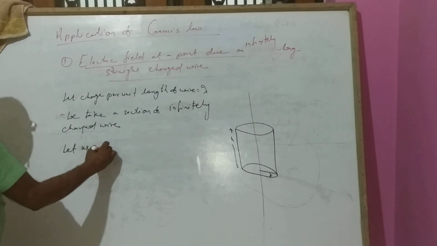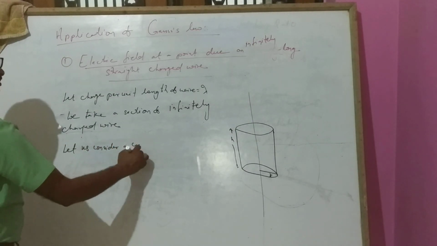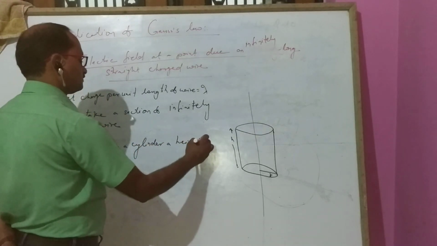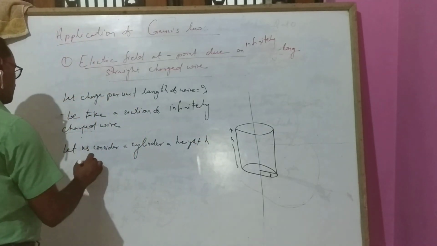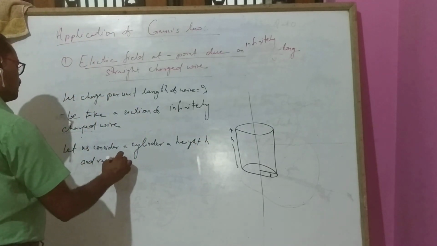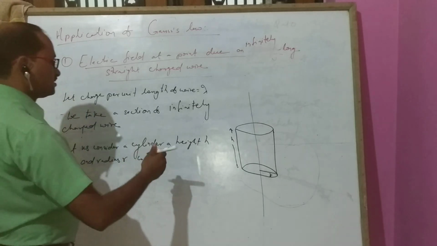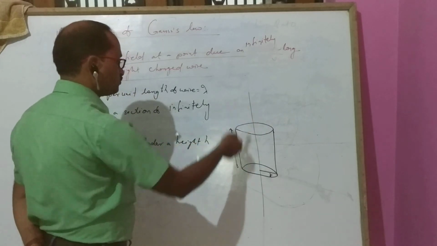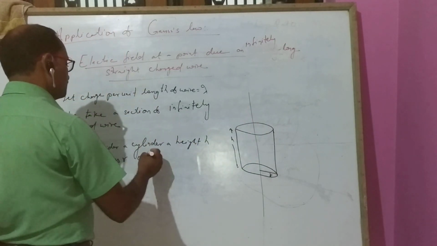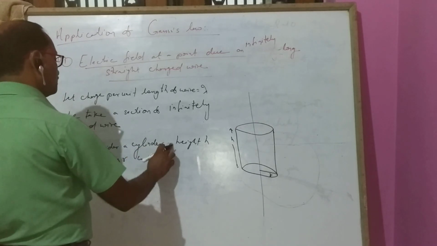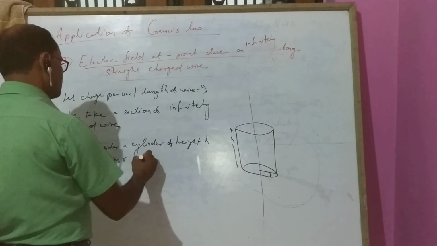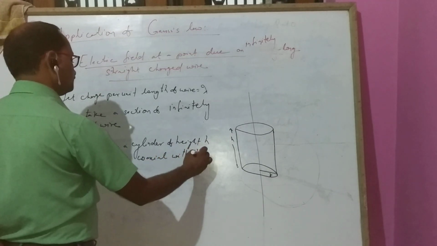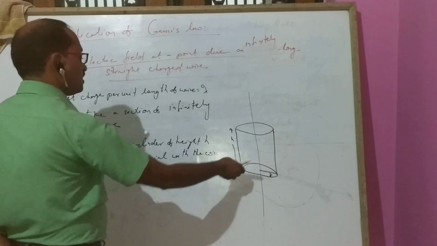Let us consider a cylinder of height h and radius r, coaxial, that is, the axis of the cylinder coincides with this charged wire.